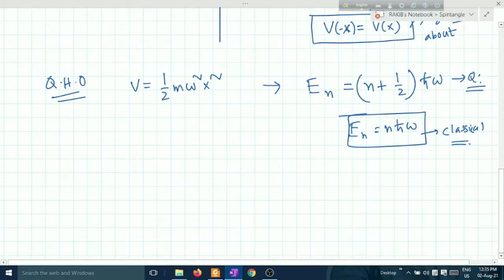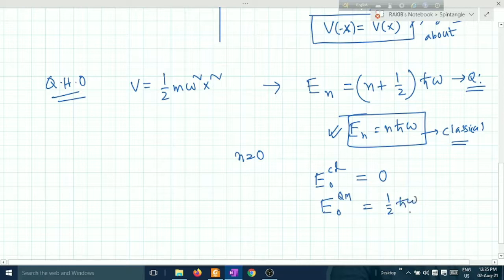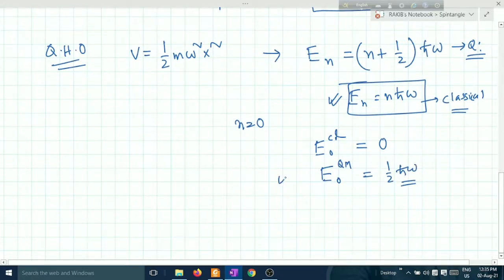Comparing these two, if I put n equals 0, then the energy becomes the ground state energy. What will be E0 in the classical case? This will be 0. What will E0 be in the quantum case? Half h cut omega. This is the non-zero ground state value in the quantum harmonic oscillator. A quantum harmonic oscillator cannot have a zero value, even in its ground state.